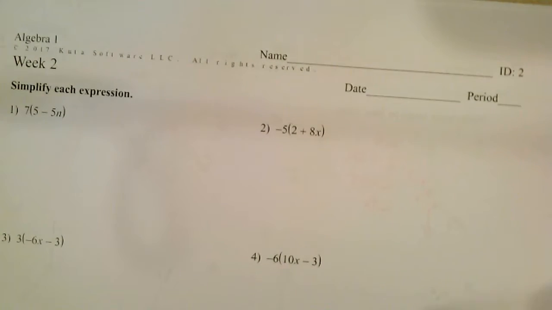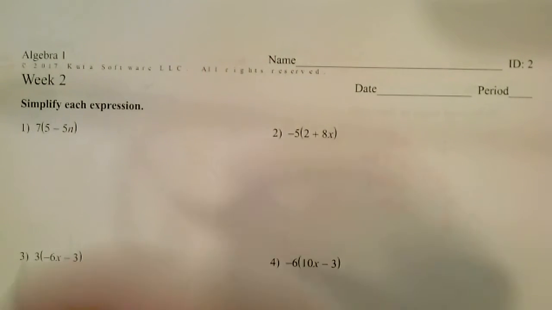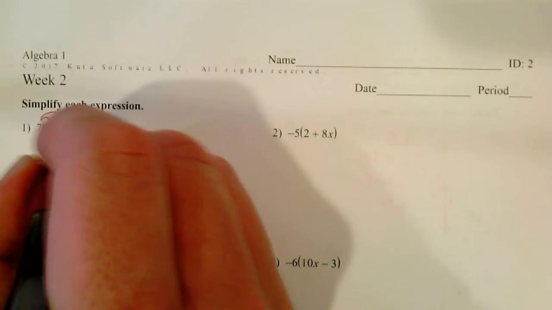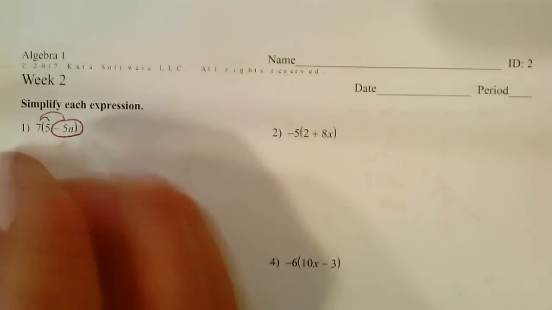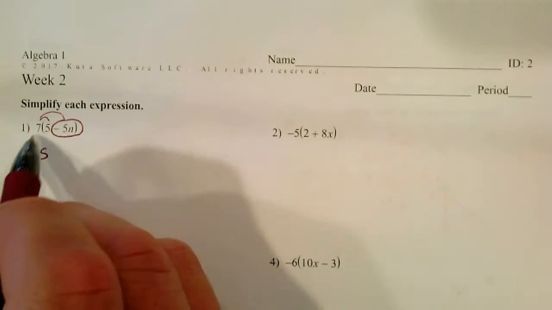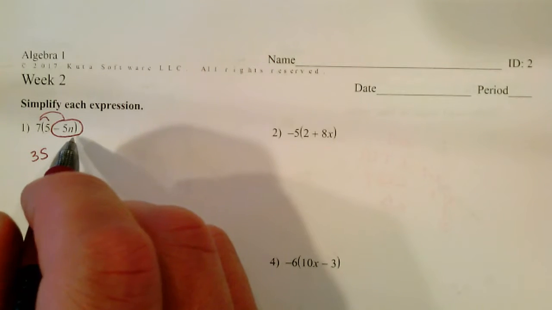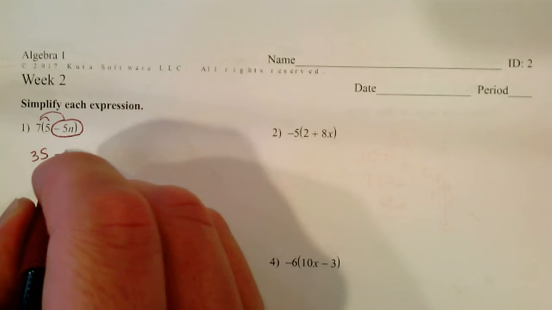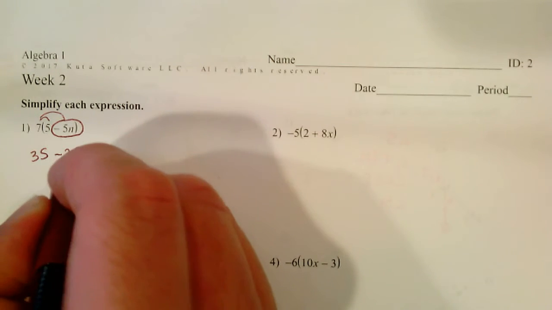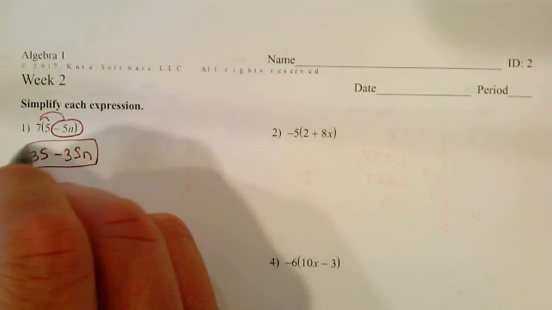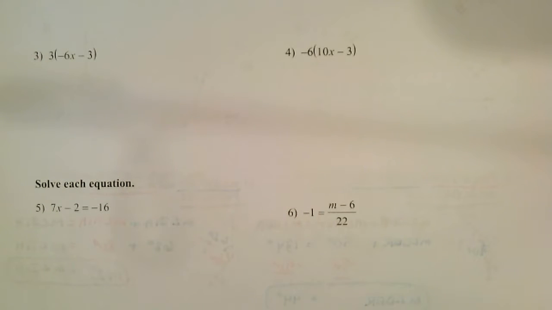Okay, a little bit of algebra here. We're going to start out with doing a little, simplify the expression, we'll do a little distributive property. So we got 7 times 5 and 7 times a negative 5n. So 7 times 5 is 35, and 7 times a negative 5n, that's 7 times negative 5 times n. 7 times negative 5 is negative 35 times n. We just put the times n there. Okay. Now we're going to do a little equation solving. Let's do a couple of these.